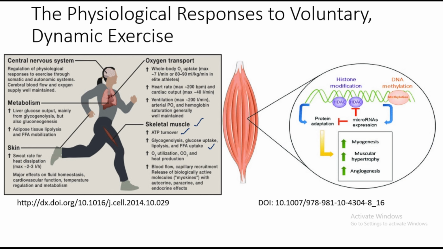The carbon dioxide elimination and utilization increase, and management of the heat also facilitates longer or high intensity contractions, and increases the blood flow and capillary recruitment, and the release of biologically active molecules, myokines, with autocrine, paracrine and endocrine effects, also seen in the muscles. So ultimately muscles increase the oxidative capacity.